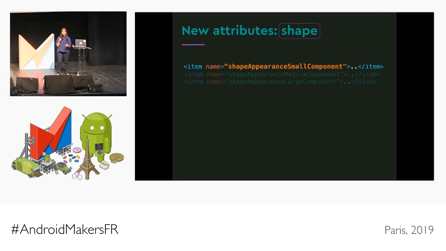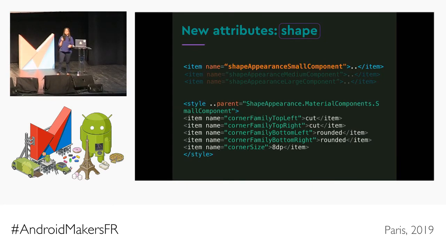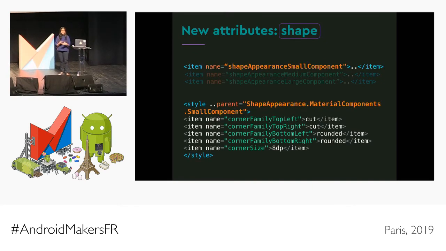And then we can set this to a style. And we have to make sure that it inherits from the correct parent so that it has the correct look. And in this case, it's material components.small component. And then we can say, OK, I want top left and top right to be cut. I want bottom left to bottom right to be rounded. And I want corner size to be 8dp. And this way, all of the small components in our app will now have the same shape. And so it's really powerful that we can shape components together in Android. And this is not super easy to do by hand like previously.